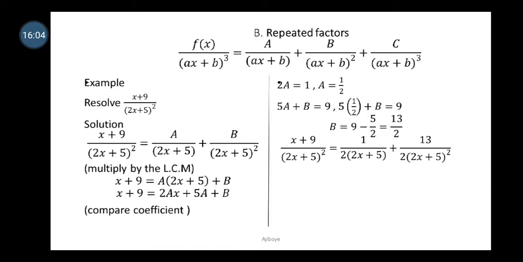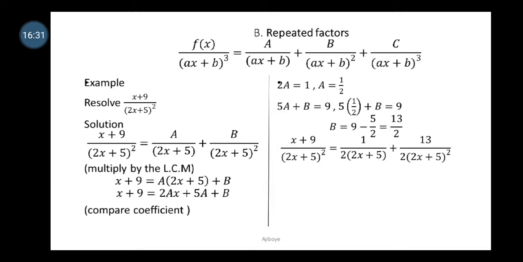If we compare coefficients, on the left hand side the coefficient of x is 1. On the right hand side, the coefficient of x is 2a. Therefore, making a the subject, a will become 1 over 2. Also, the constant on the left hand side is 9, and the constant on the right hand side is 5a plus b.